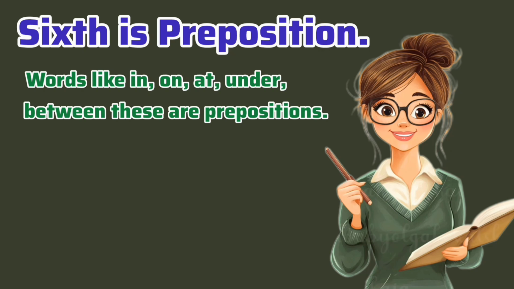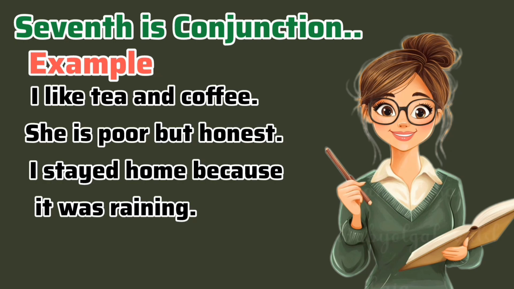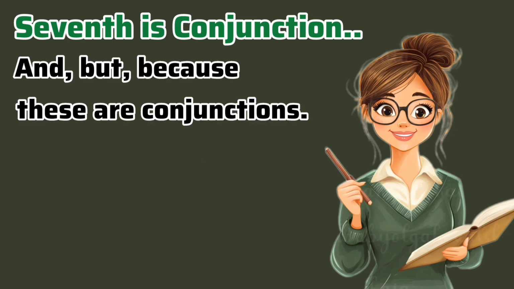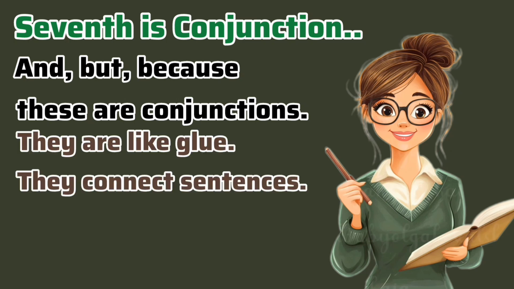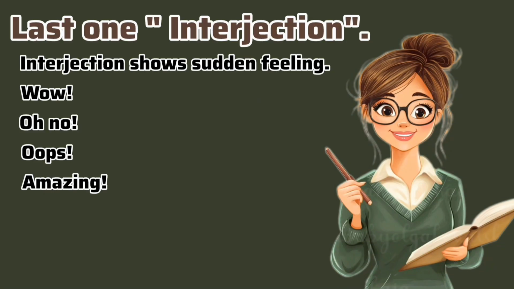These are prepositions. Seventh is conjunction. Conjunction joins words or sentences. I like tea and coffee. She is poor but honest. I stayed home because it was raining. And, but, because, these are conjunctions. They are like glue. They connect sentences. Last one, interjection.